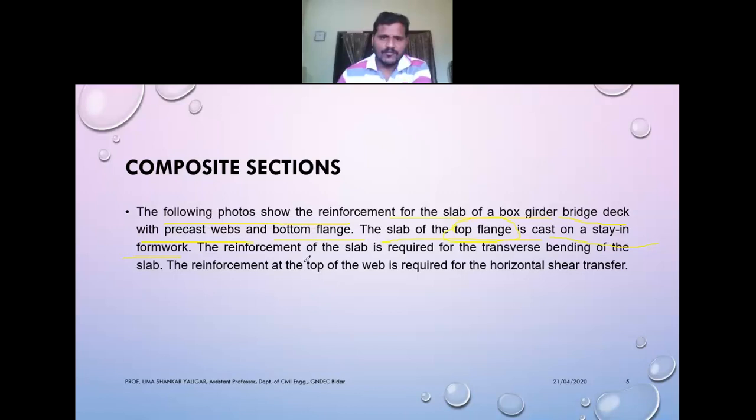for the transverse bending. This we already know, because we need to provide some reinforcement in the slab so that it takes care of the transverse bending. Then the reinforcement at the top of the web is required for horizontal shear transfer. The reinforcement at the top of the web, above the web, is required for the horizontal shear transfer. Now we will see the diagram.